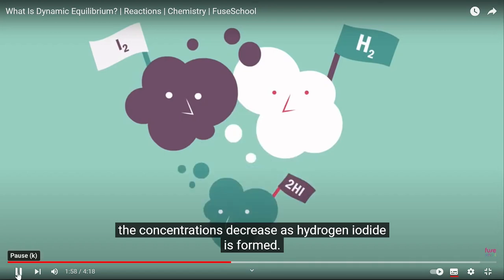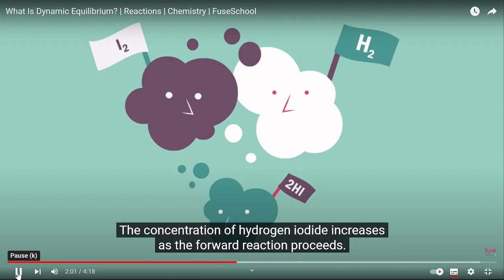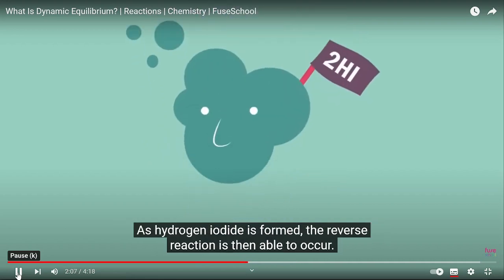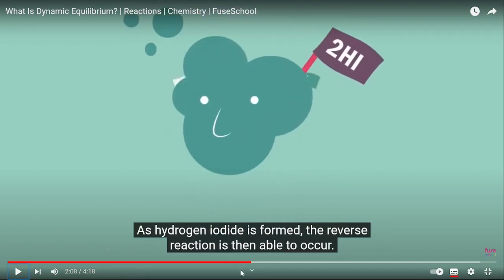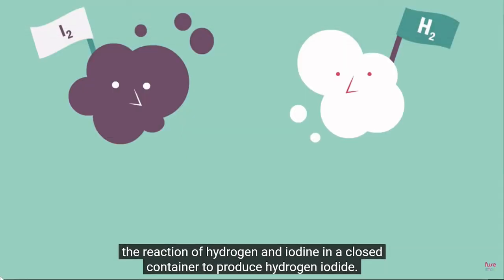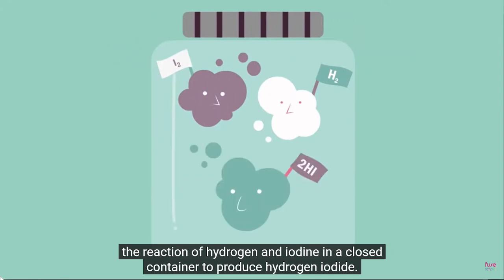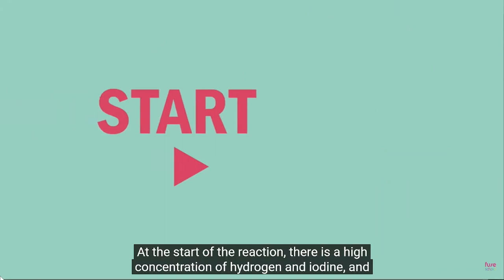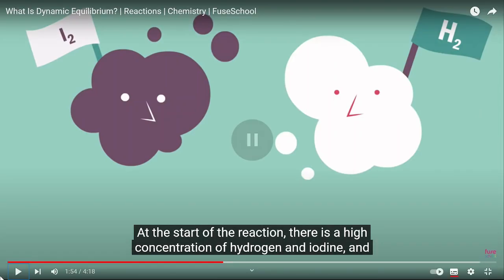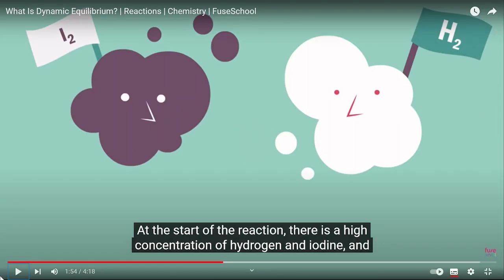As hydrogen iodide is formed, the concentration of hydrogen iodide increases as the forward reaction proceeds. Hydrogen and iodine in a closed container produce hydrogen iodide. At the start of the reaction, there is a high concentration of hydrogen and iodine. Reactant concentrations are high, because what have I put in the container? Reactants. So they're high. I haven't put in any product, so there's no product yet.